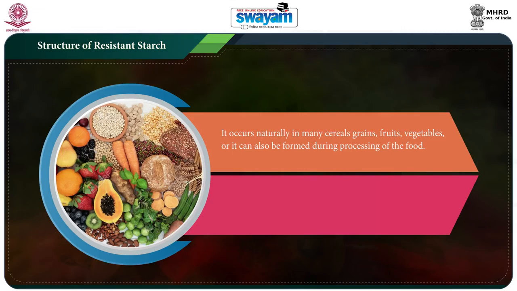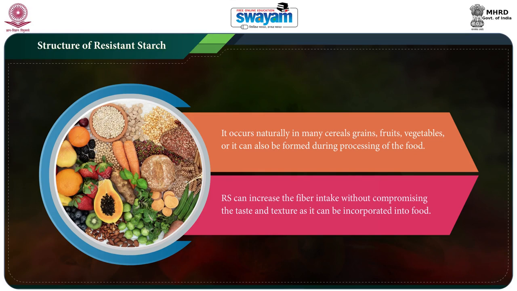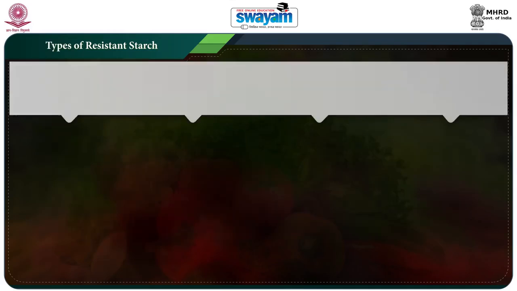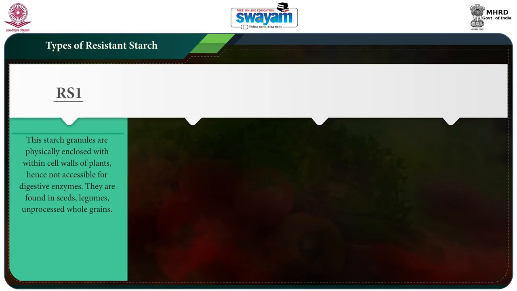It occurs naturally in many cereal grains, fruits and vegetables, or it can also be formed during the processing of food. Resistant starch can increase fiber intake without compromising taste and texture, and it can be incorporated into the diet. Let us now understand the four different types of resistant starch which are commonly found.